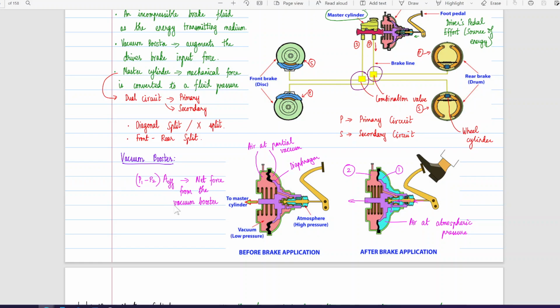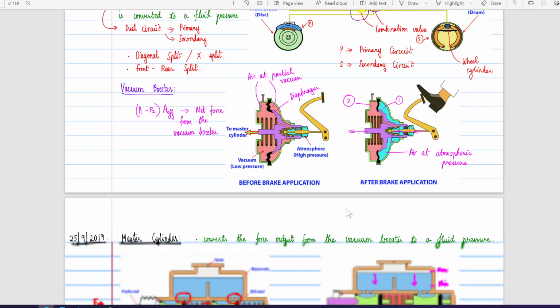So the idea of this vacuum booster is to increase the mechanical force which is given by the driver. So what we do is, on either side of the diaphragm, we have air at partial vacuum, that is low pressure when compared to the atmospheric pressure. And once the foot pedal is pressed by the driver, this motion results in opening of some valves. Opening allows the air at atmospheric pressure, which is at higher pressure than inside, to flow in. As this air flows inside, it pushes the diaphragm, resulting in the boosting of the force which was given by the driver.